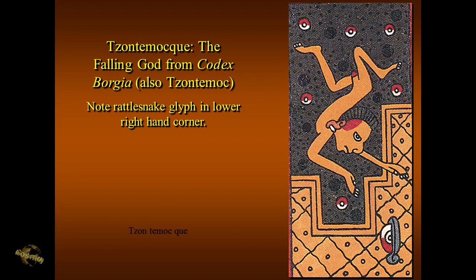Tzontemocque, the fallen god from the Codex Borgia. And then as it says here, note the rattlesnake glyph in the lower right-hand corner. And the rattlesnake was the symbol of what? Pleiades. The Pleiades, yes. So this is Tzontemocque falling.